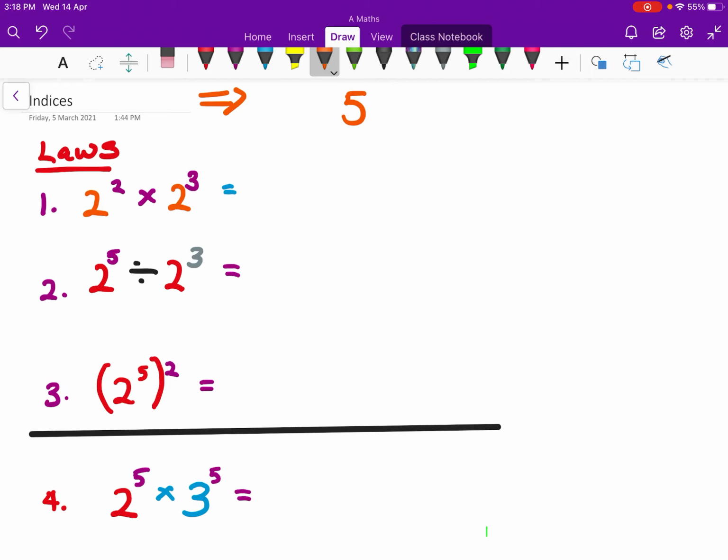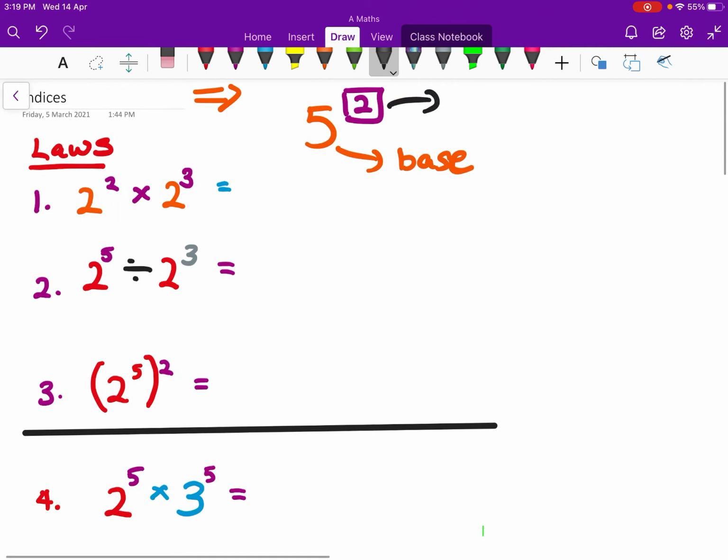Beside this 5, I have another number, but this number is a bit smaller, and it sits right here. So I have a big number and a small number. This small number, maybe I just put 2 here. This big number is what we call the base. The small number on top is normally called the superscript, but this one is the index. So this is what we call indices.